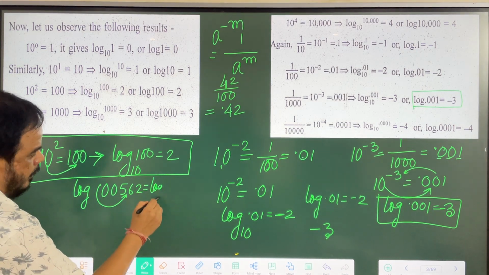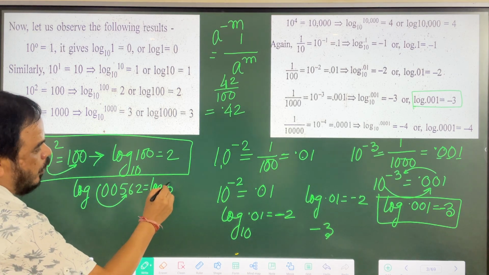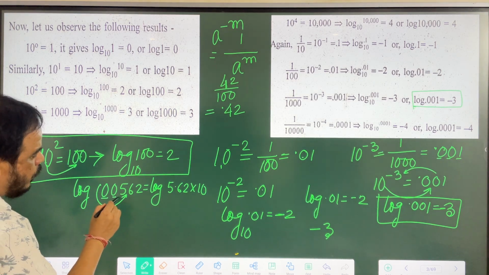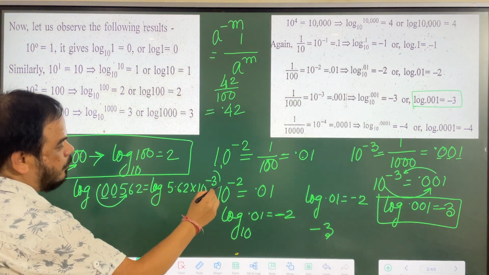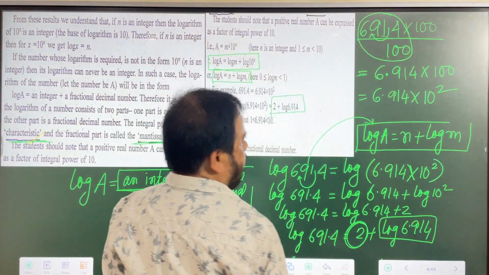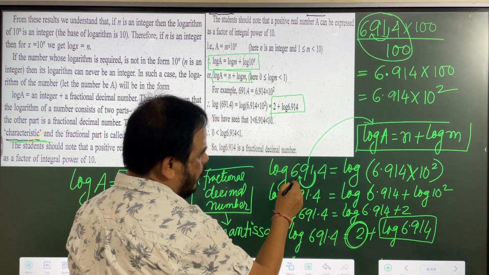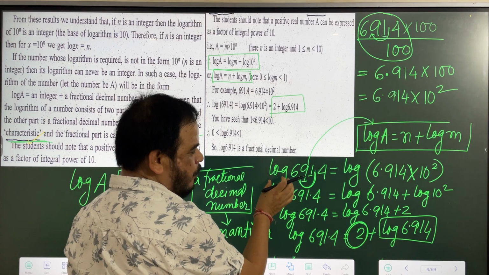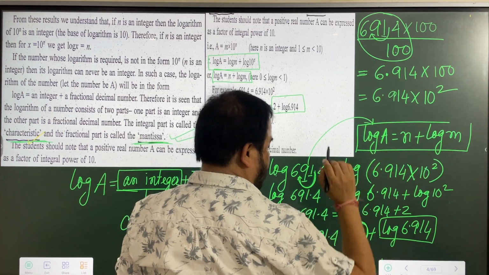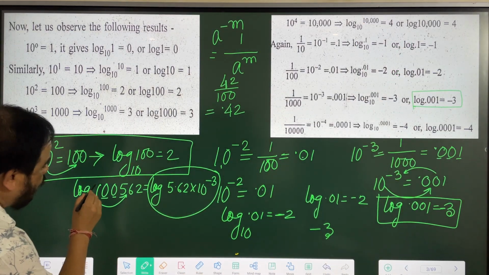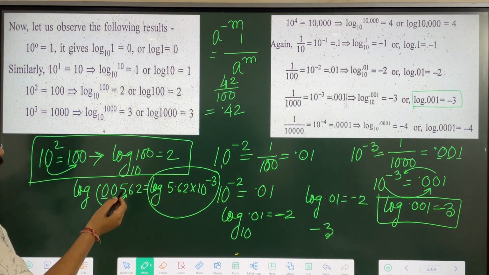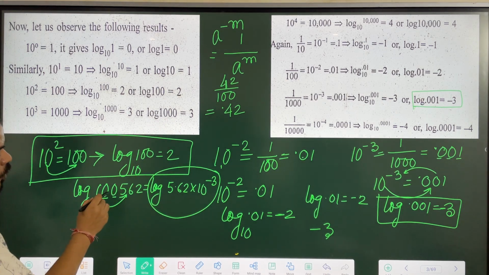Okay, so log 5.62 into 10 to the power. How many places moved? 3 places. So minus 3. Here, how many places moved? 1, 2. 2 places moved, so 10 to the power 2. Moved towards the left hand side, so the power will be positive. Move towards the right hand side, the power will be negative. Why? Because already I explained, 0.00562.